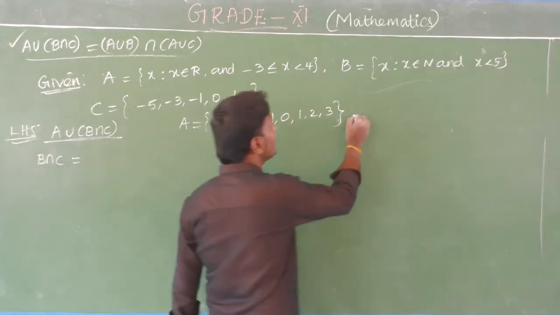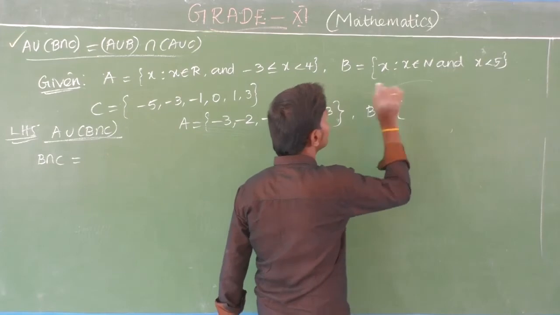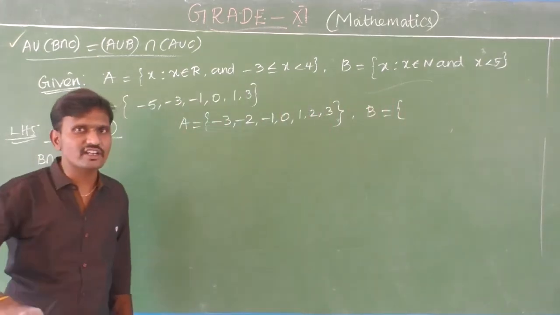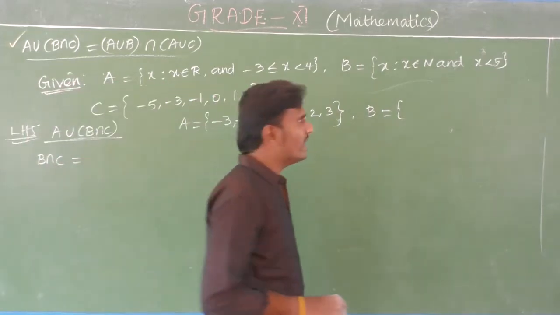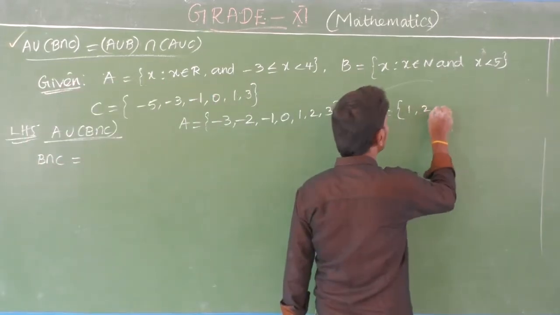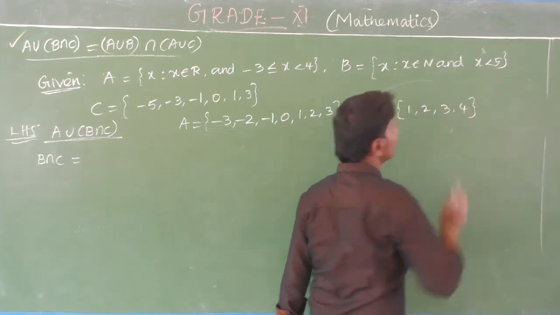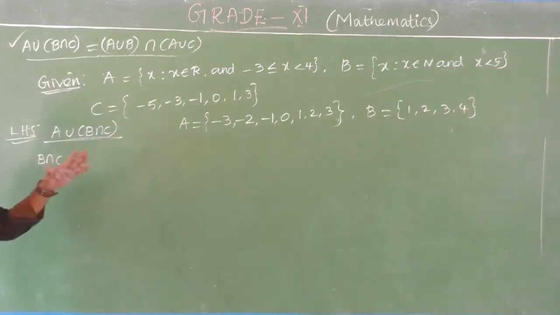Now coming to B. x such that x belongs to N, N for natural numbers. Natural numbers start from 1 only, no. And x is given by less than 5. So I'm going to take 1, 2, 3, 4 only. So this is the set for A, B, C.